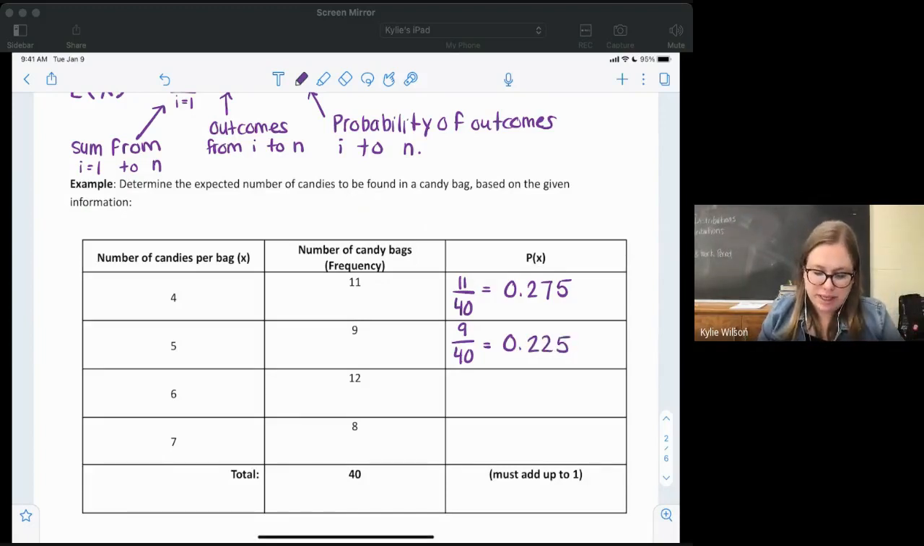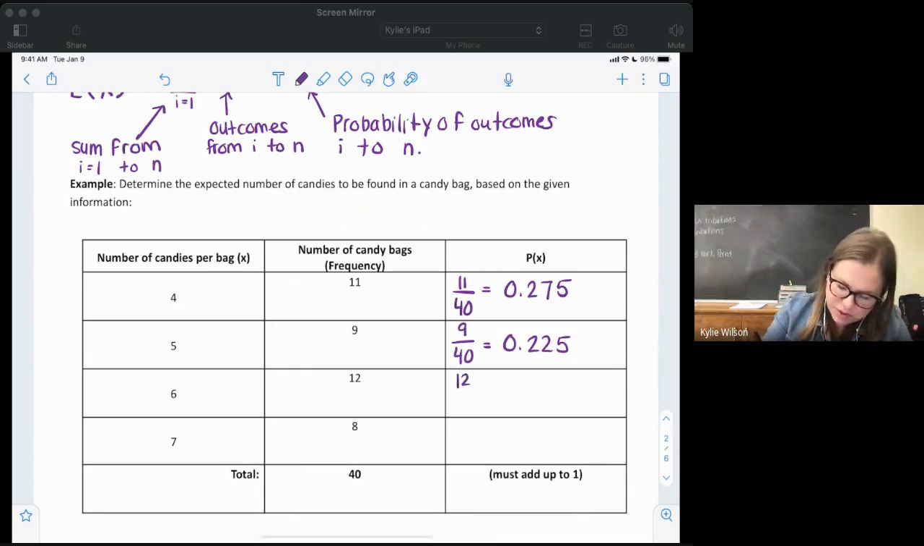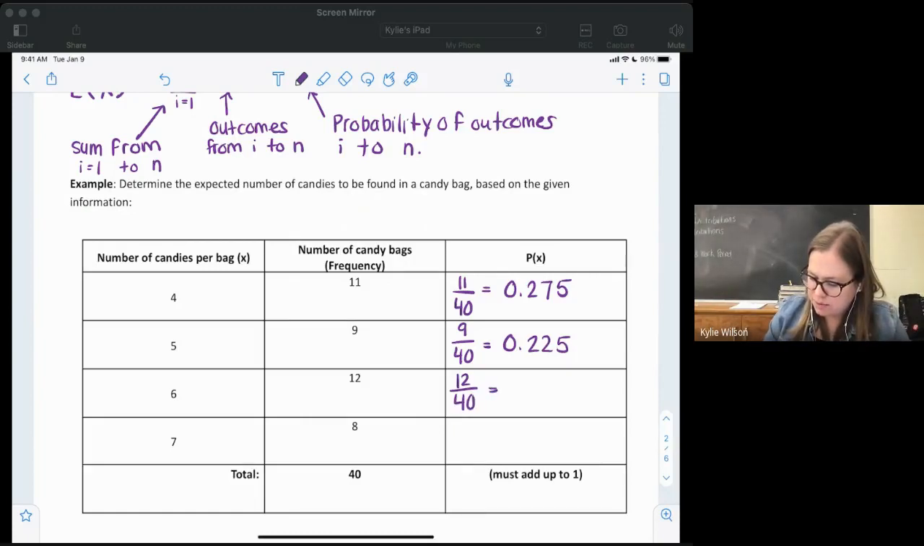Next, we want to determine the probability of getting a bag with 6 candies. So there are 12 of those out of 40. And we will get 0.3. And then we want to determine the probability of grabbing a bag with 7 candies. So there are 8 of those out of 40. Gives us 0.2.